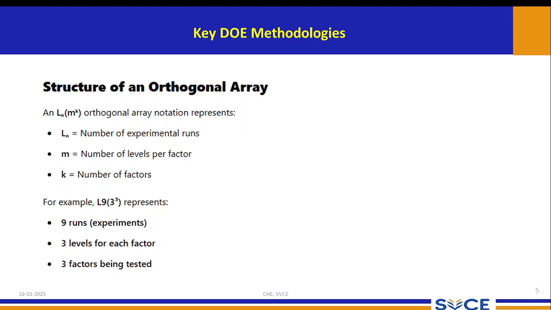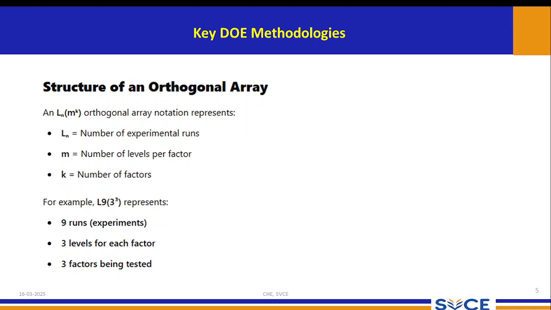K is the number of factors. Let's say the number of experiments. 3 power 3, that is the orthogonal array notation. Number of experiments run is 9. So 9 experiments, 3 levels for each factor, 3 factors being tested. So the number of factors is 3, number of levels per factor is 3. So the m and k go for 3. That's why they say 3 power 3 L n, so the n is the number of experiments, L suffix n here.